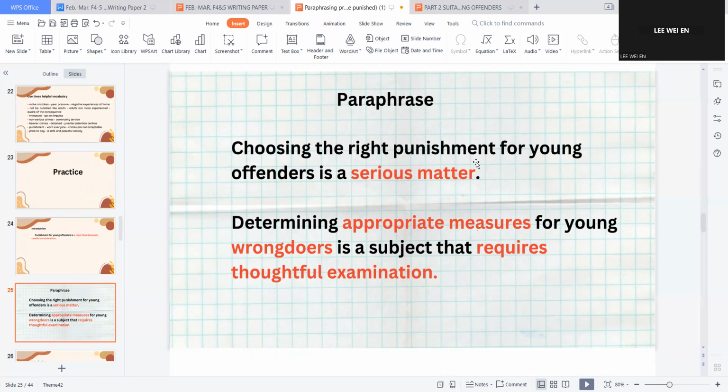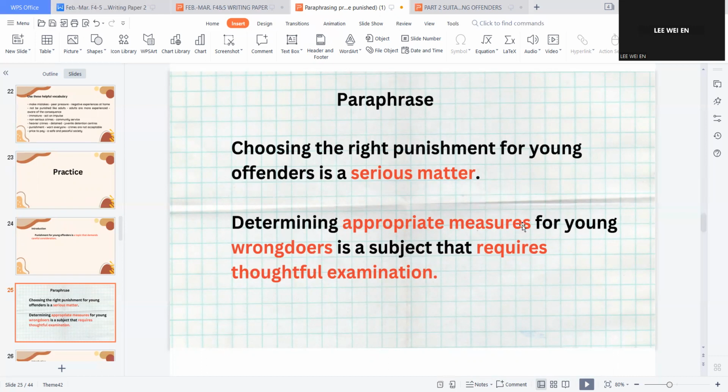Choosing the right punishment for young offender is a serious matter. Determining appropriate measure for young wrongdoers is a subject that requires thoughtful examination. Wrongdoers. Say with me, wrongdoers. Wrongdoers. Okay, young offenders means young wrongdoers. So young offenders, you can say young wrongdoers or the wrongdoers. They are the offenders. Okay.